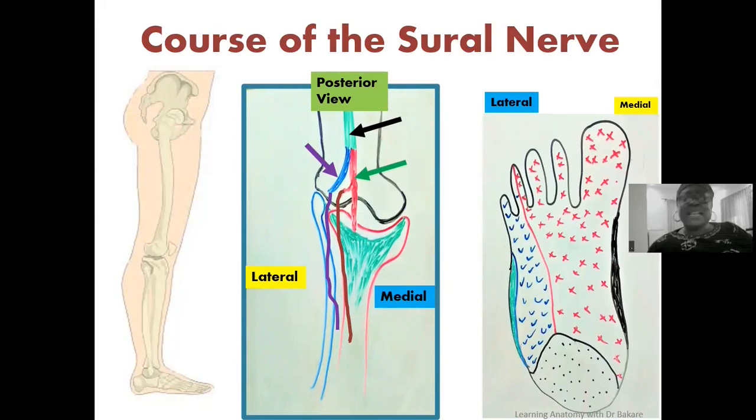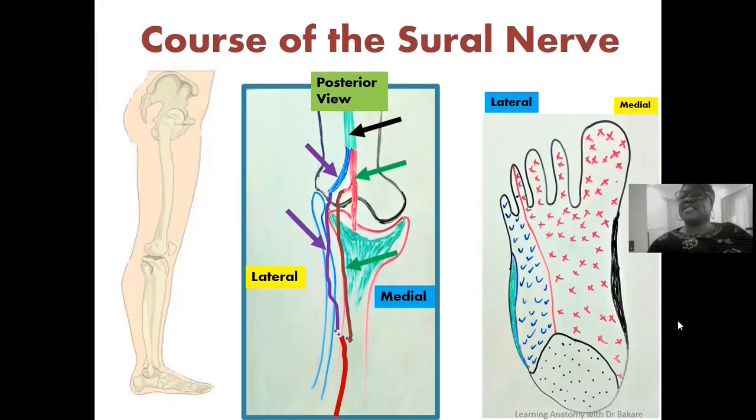So from the tibial nerve, we have the emergence of the medial sural cutaneous nerve, which is arrowed here also in green. And from the common fibular nerve, we have the emergence of the lateral sural cutaneous nerve, which is also arrowed here in purple. So these two roots will unite at this point through the sural communicating nerve to form the sural nerve. So this is the basis behind the formation of the sural nerve.